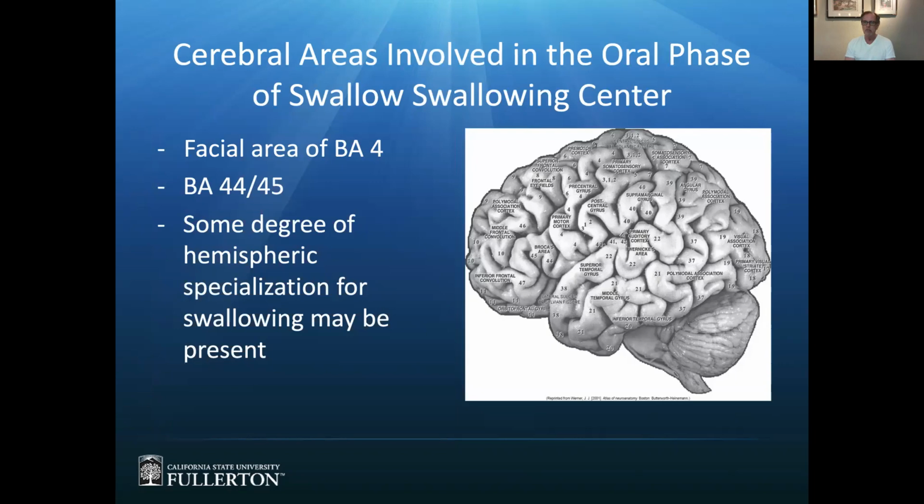All right, now for the central involvement of this oral phase, the area is obviously the facial area of Brodmann's area 4 to carry the commands down through the corticobulbar tract, and the Brodmann's area 44, 45 to essentially smooth out the pattern of commands to do everything that you do orally. It's all under your voluntary control, just like speech is. Brodmann's area 44, 45 on the dominant side is involved in speech production and swallowing. And in the non-dominant hemisphere, it's involved in swallowing. So there does appear to be a little bit of hemispheric specialization in Brodmann's area 44, 45 for swallowing, but not nearly as much as for speech.